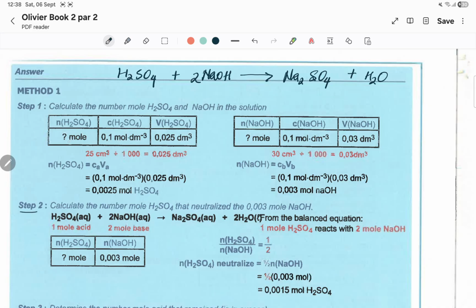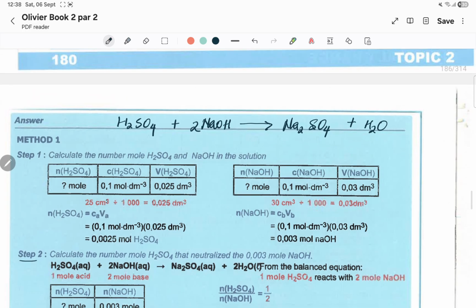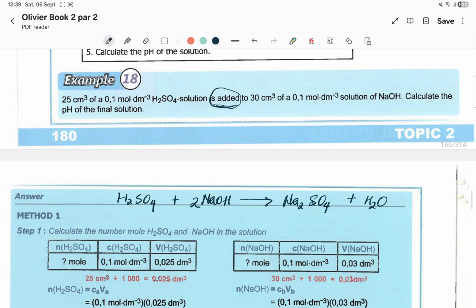Now we can see that from the information above, there is 25 centimeter cubed and there is 0.1 of H2SO4. So now I'm having 25; the volume you convert to decimeter cubed. That was converted, and 0.1 is still there. So we need to calculate the number of moles. For this one we have 30 centimeter cubed, so we convert it to 0.03 decimeter cubed. The concentration is still there. We need to calculate the number of moles.